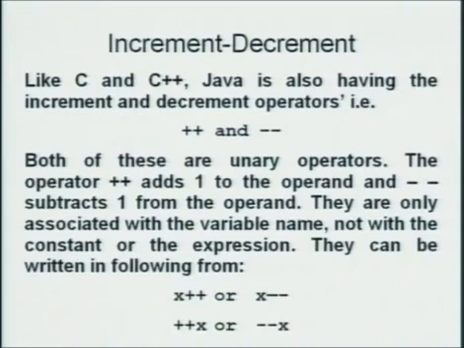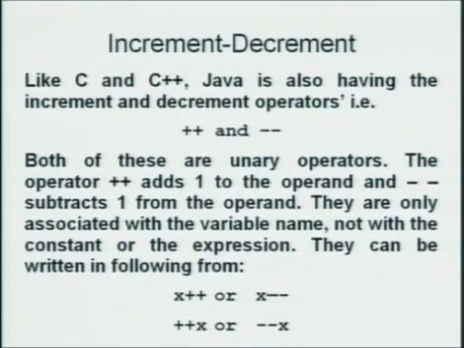Next category is increment and decrement, plus plus and minus minus. In C and C++ also these operators are available. Here also we are going to use this one. And all these operators are unary operators. Unary means it requires only one operand. Again, increment and decrement contain two categories. One is post increment and post decrement, the other is pre increment and pre decrement. When that operator is written before the operand, it is called pre. When it is written after the operand, it is called post. It is used to increment and decrement the content of the variable by one only.